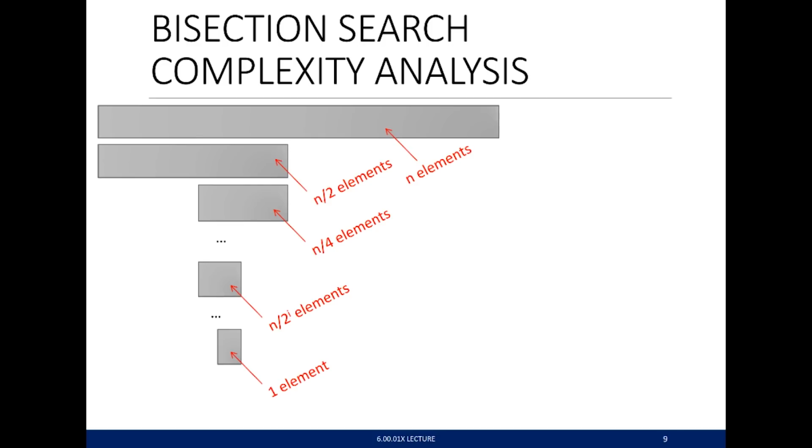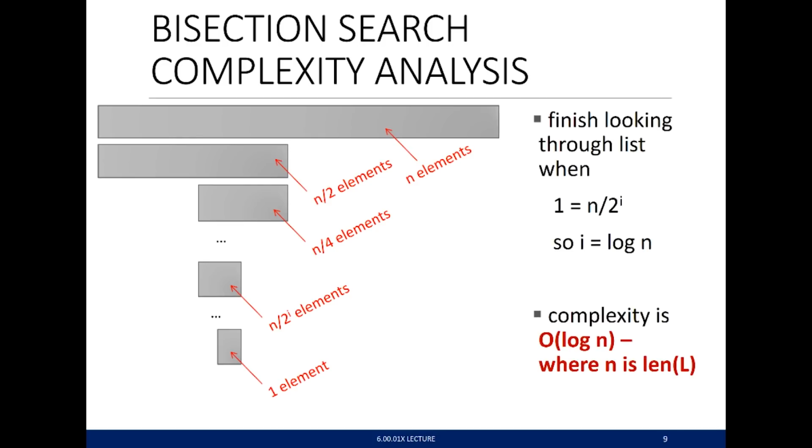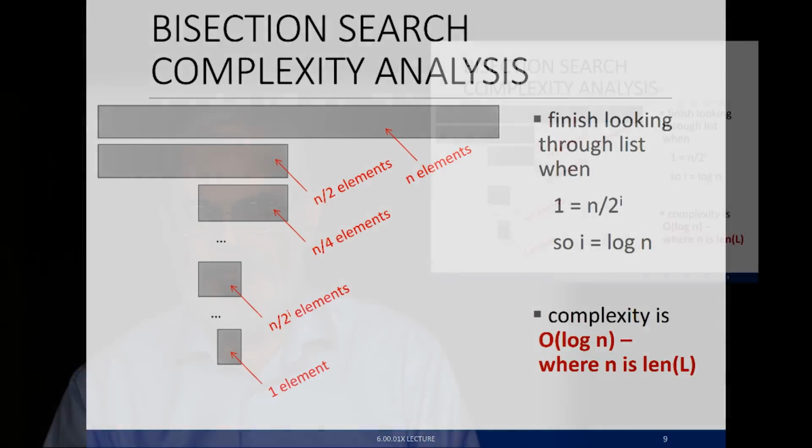Either it's the thing I'm looking for or not. So what do I know? I know I'm going to finish looking through the list when n over 2 to the i is just 1. And by a little bit of math, that's when i is log n. Wonderful. This is logarithmic in complexity, where n is the length of the list.